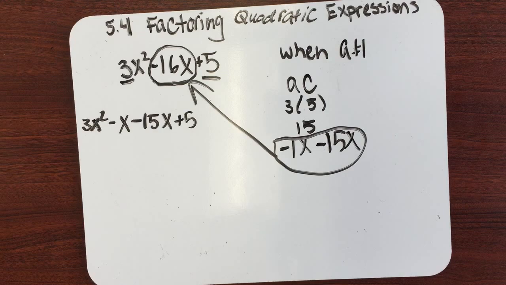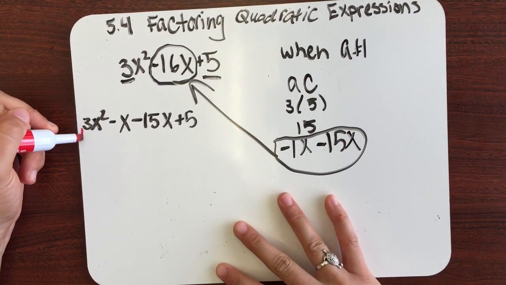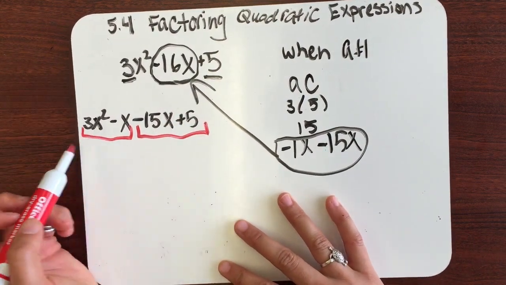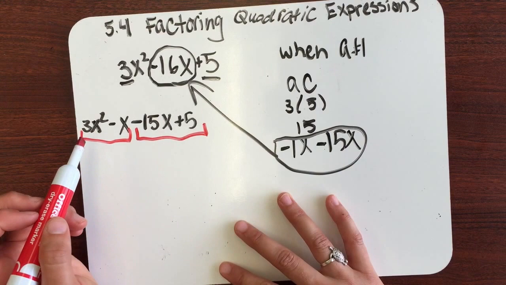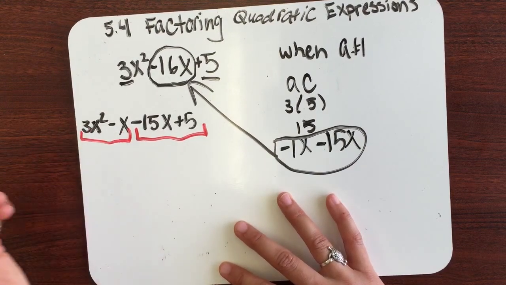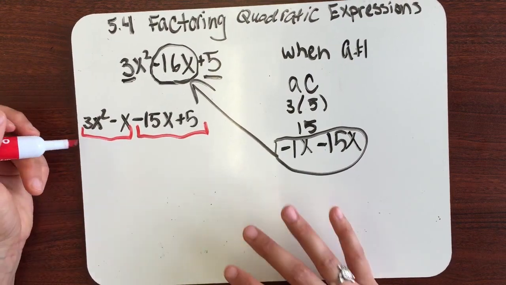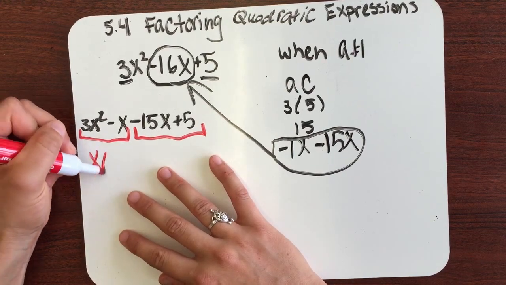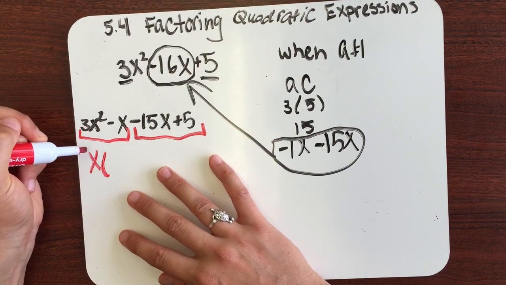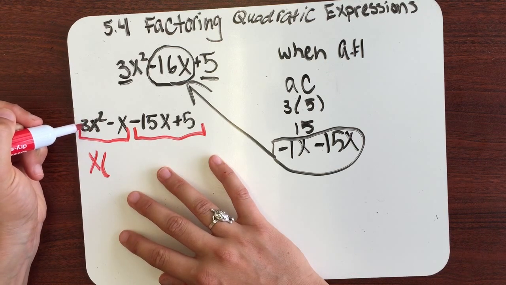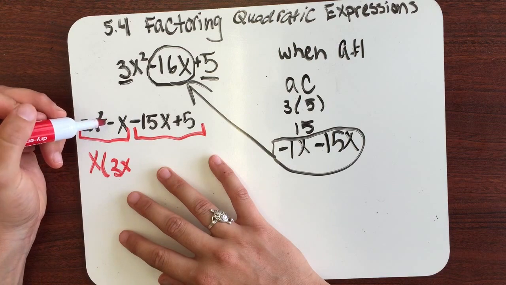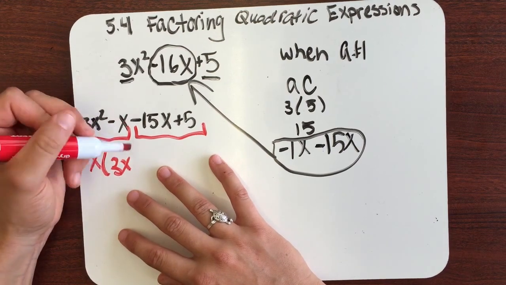Okay, now what we're going to do is look at the first two terms and the last two terms. And we're going to say, what can we take out of both 3x squared minus x? Well, that's going to be an x. So we take that out, and we are left with, when I take something out, you divide it out. So 3x squared divided by x will give us 3x. Negative x divided by x will be a minus 1.